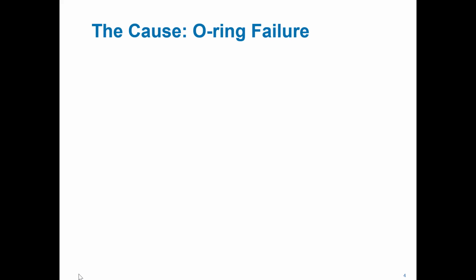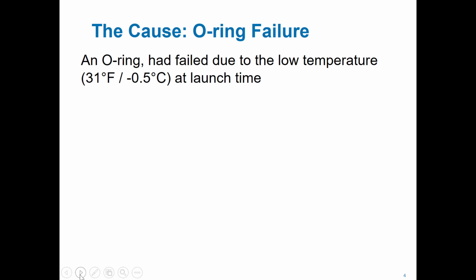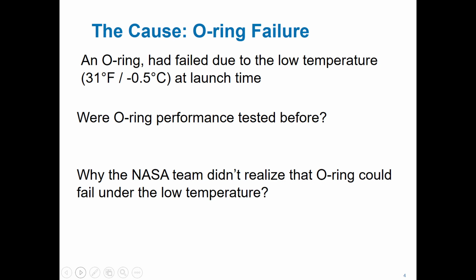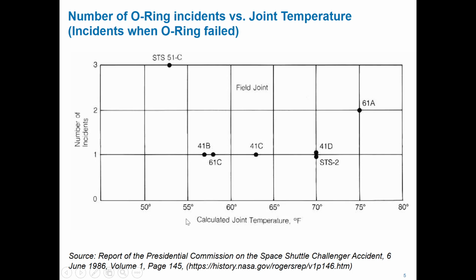So we ask the question: we know the cause was the O-ring, but was O-ring performance tested before? Certainly. Engineers did collect data showing how many times the O-rings had a problem or failed, and how many times they succeeded. But why didn't the NASA team realize that the O-ring could fail under low temperature? So we look at what data was presented to the NASA team one day before the launch.